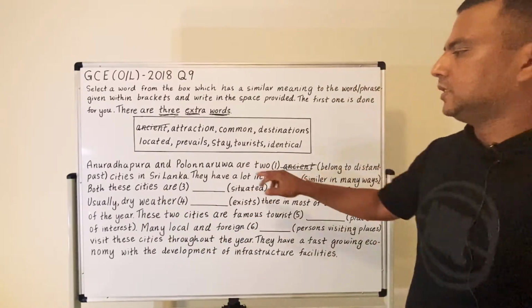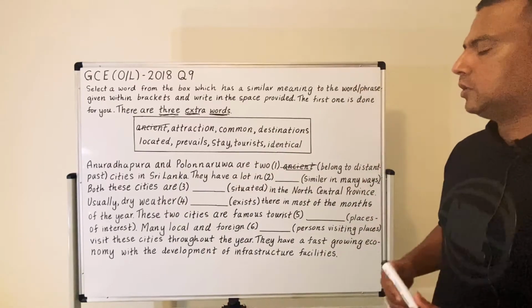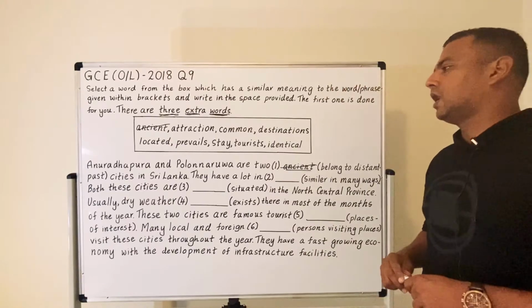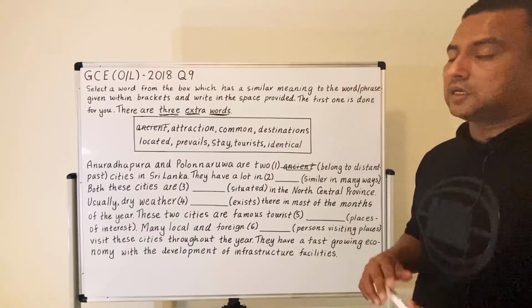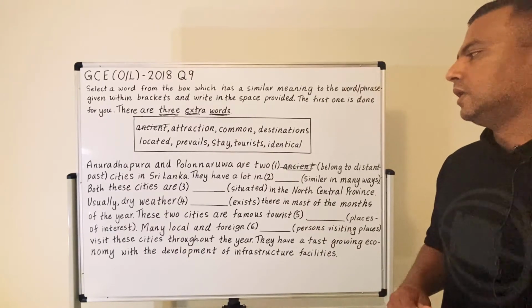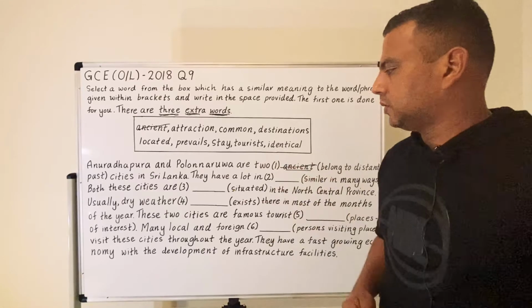Within the brackets, belong to distant past. Again, Anuradhapura සහ Polonnaruwa අපේ තියෙන ඉතාම පුරාණ, ඒ කියන්නේ නටබුන් වූ වගේ අදහසක් තමයි අපිට එන්නේ. නටබුන් වූ නගර දෙකක් ලංකාවේ තියෙනවා. So let's see what is the next sentence.